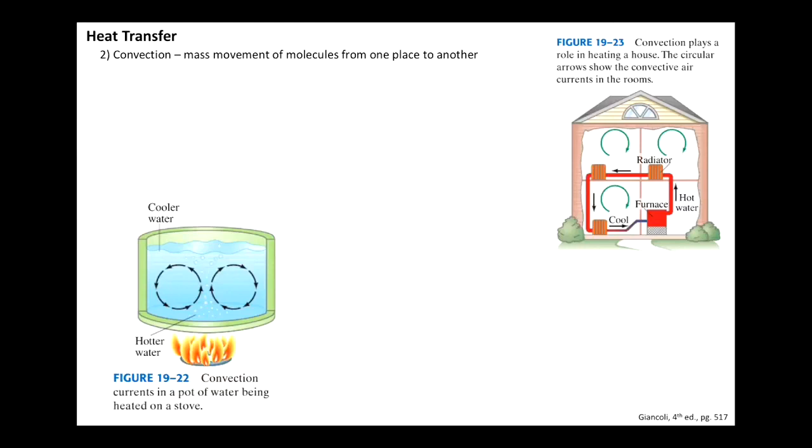Convection involves mass that's moving from one place to another. And I think probably all of us have at some point used a convection oven. That's just the standard oven that you use to bake your frozen pizza.